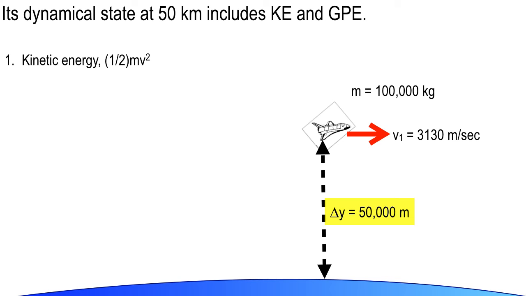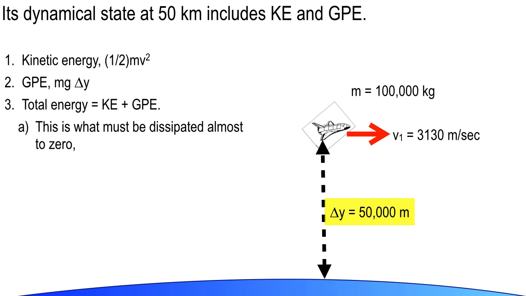All right, so kinetic energy, 1/2 mv squared, mg delta y for the GPE. Total energy, and this is the thing that's conserved, really. The total energy is KE plus GPE. And that has to be dissipated almost to zero by the time it lands.